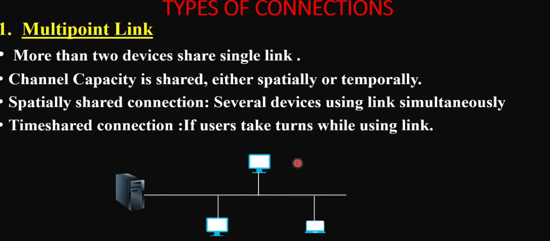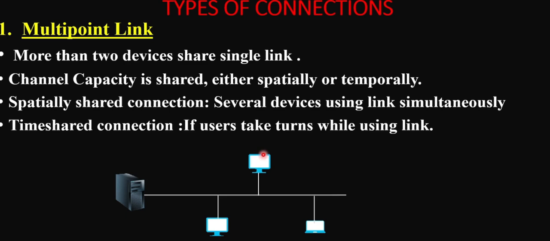For example, in this diagram, three computers are connected to a main server computer. And this single link from the server computer is shared by all these three computers. Total devices in the communication are 4, in which one is a server device and the other three are local machines. So in a time shared connection, the first device will use the link. Once the first device is done with the data sharing, then the second device will use the same link. After the second device shares the data, the third device will use the link. So they use the link in turn, not simultaneously. So when they use the link turn by turn, it is called a time shared connection.